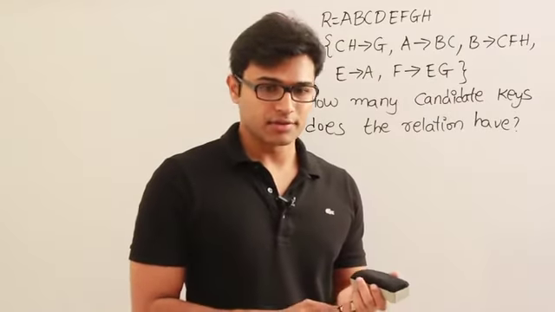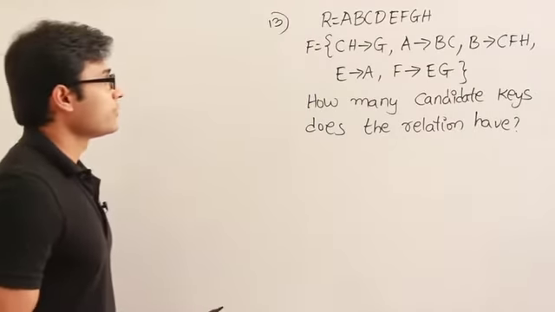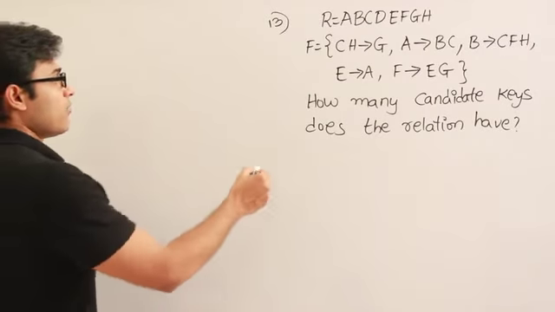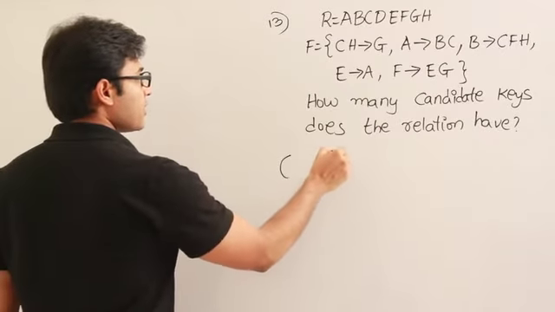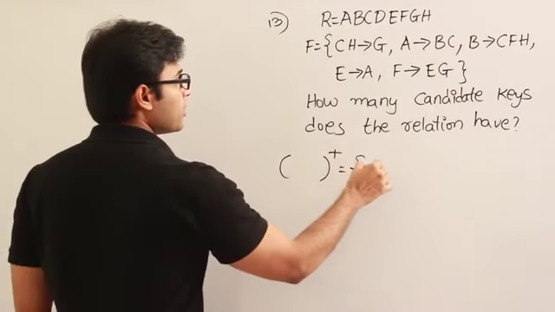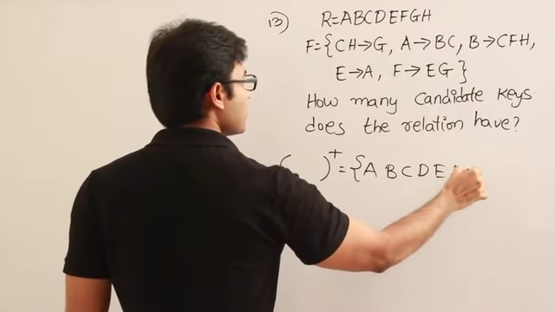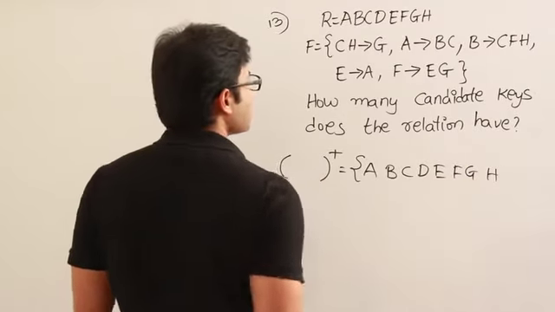So you know the candidate keys, right? The minimum super keys, the minimal. Okay. Now let's try to derive it. Whatever is the candidate key, if I take the closure of it, I'm supposed to get all these attributes. What are they? A, B, C, D, E, F, G, H, right?